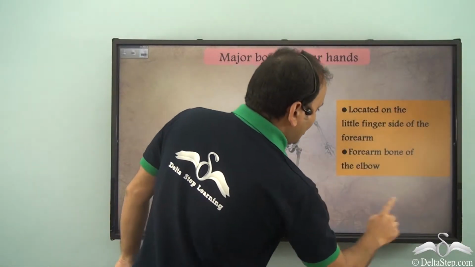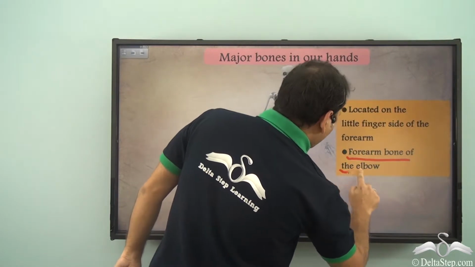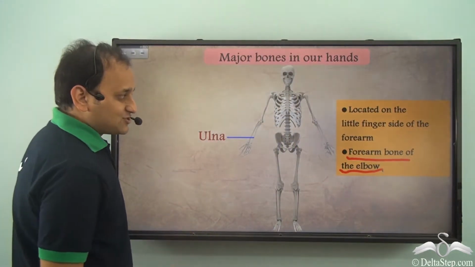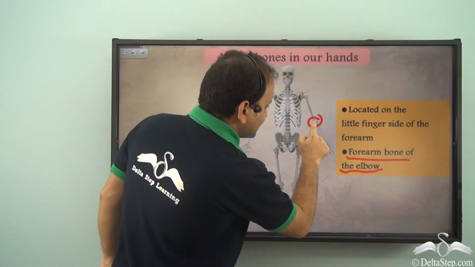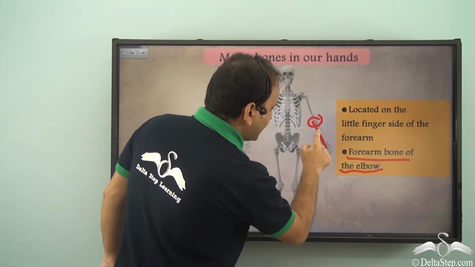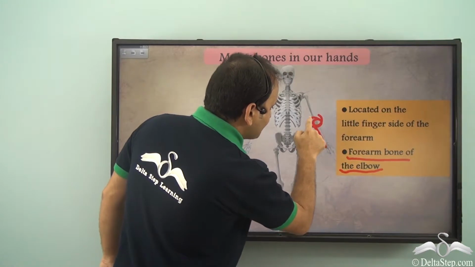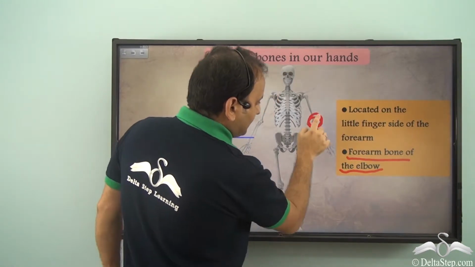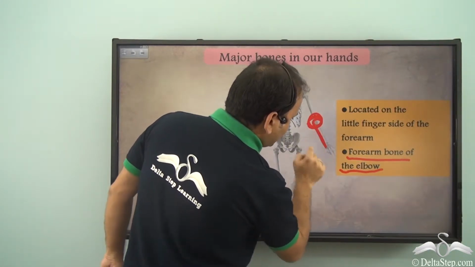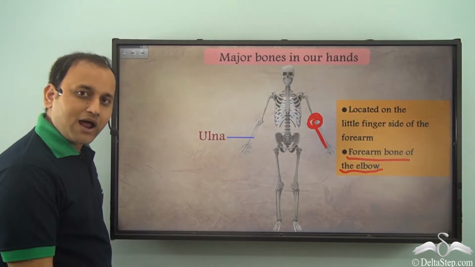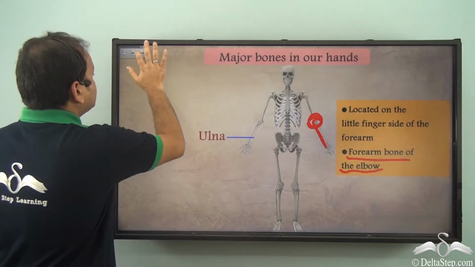And this is called the forearm bone of the elbow. Why is it said so? Because as you can see, this is the elbow and this is the bone which is ulna, and this is the forearm bone of the elbow. Because you see, this is what is majorly holding the elbow here, and that's why this is the forearm bone of the elbow.